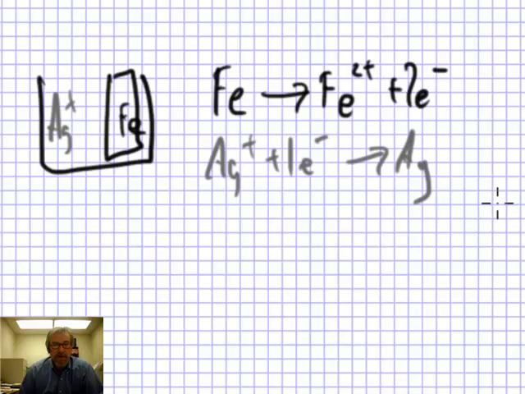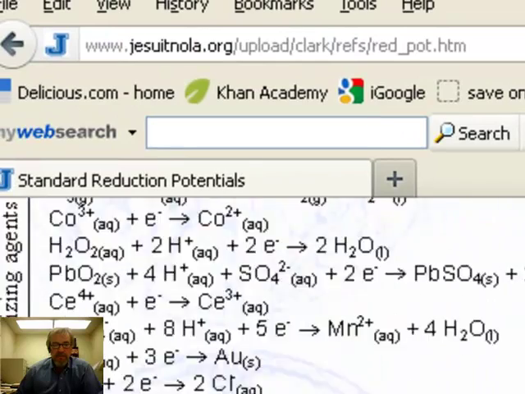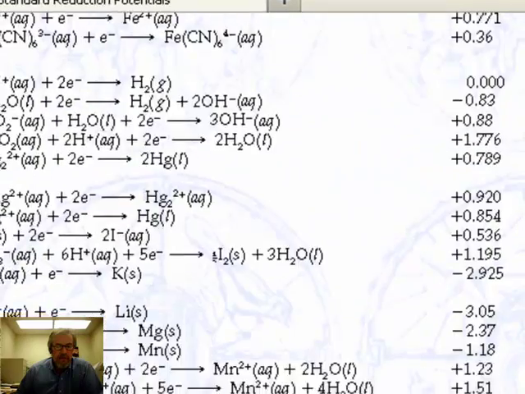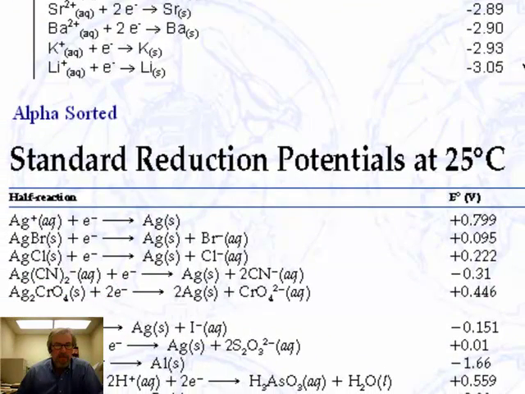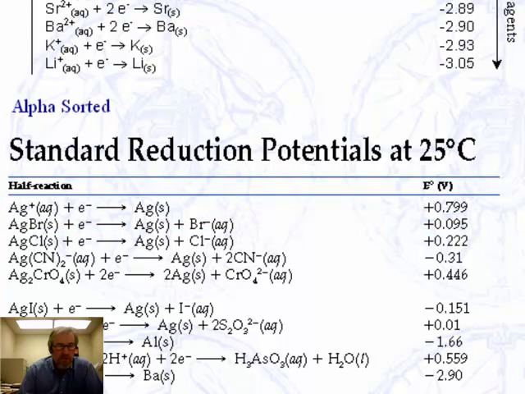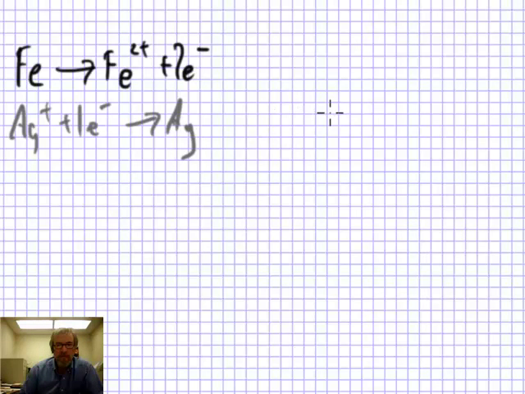So I need to find what E red and E ox are by looking up reduction potentials from a standard reduction potentials table. Well, here's a pretty good one that I found on the internet. It's got a lot of different values here, and here I have some that are sorted alphabetically. One of them that I'm looking for is right here, silver ion reducing to silver. The reduction potential is 0.799 volts. I'm going to round that off to 0.80 volts. So the standard reduction potential for silver is positive 0.80 volts.